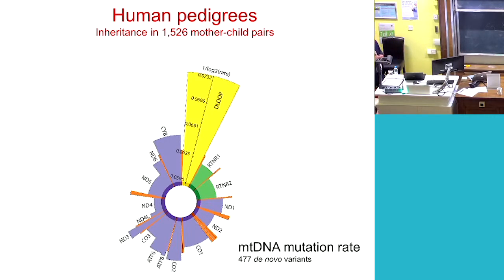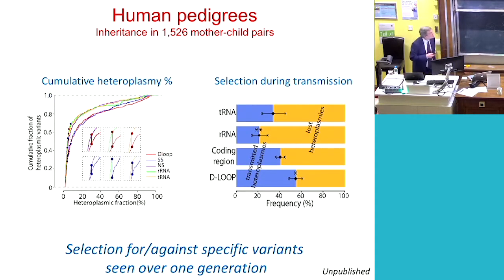But we're now able to resolve differences in mutation rate, which are per nucleotide, across different regions of the mitochondrial DNA, and it's going to be interesting to see how that maps to what we see in the clinic, for example. We can also look at the data this way. I'm nearly finished, I promise you.